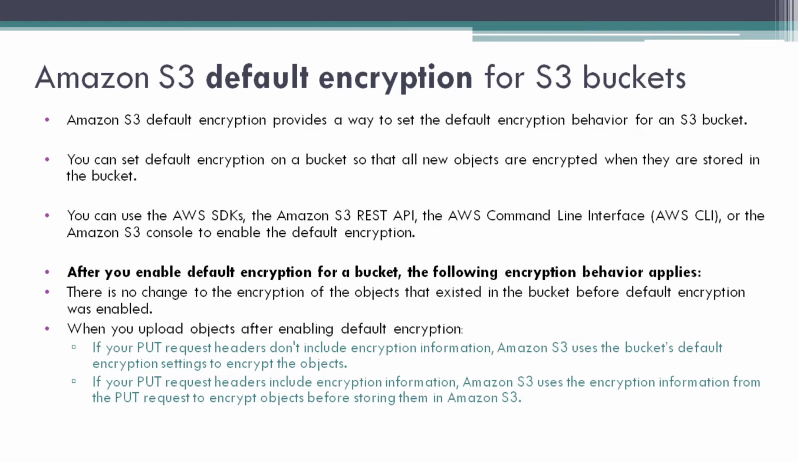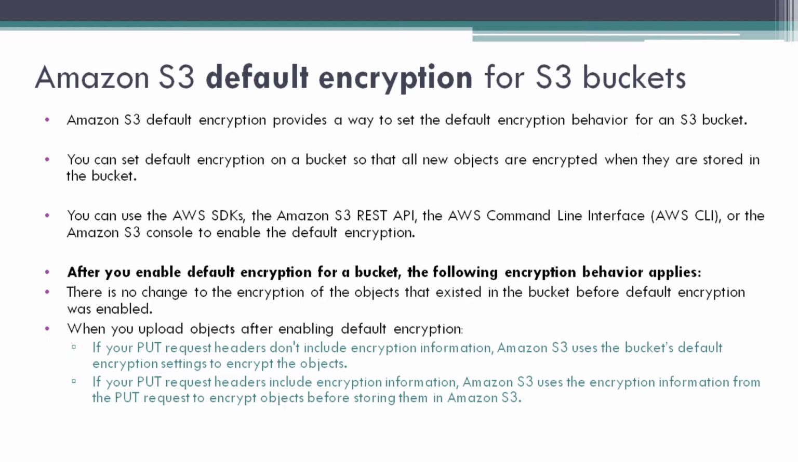If your put request header doesn't include encryption information, Amazon S3 uses the bucket's default encryption setting to encrypt the object. So if you enable default encryption and you are calling the put request and you didn't add any encryption information in the header, in that case Amazon S3 uses the default encryption setting. Whatever option you choose when you enable default encryption, it will apply while uploading your object.